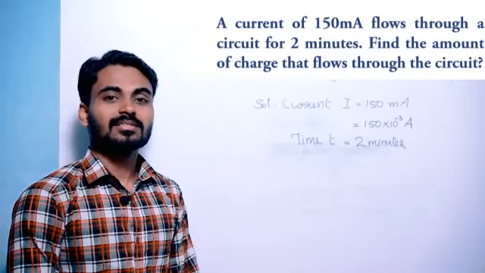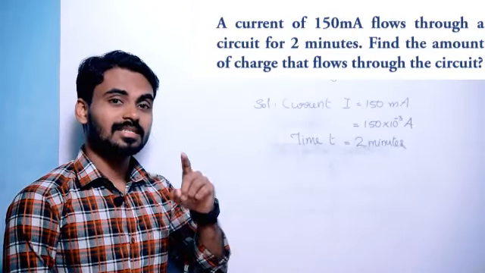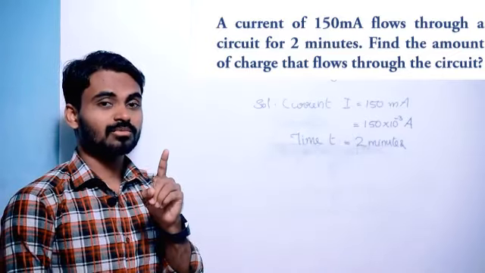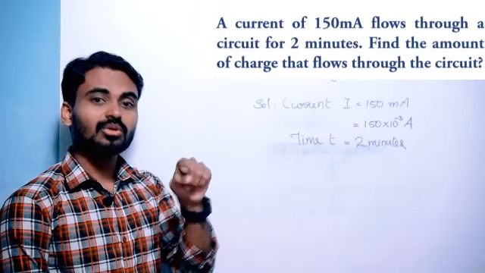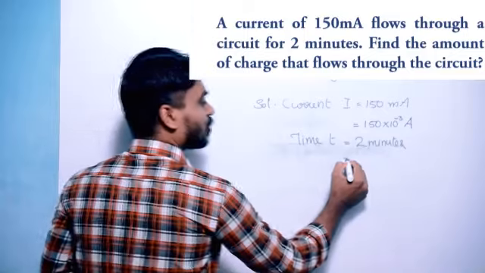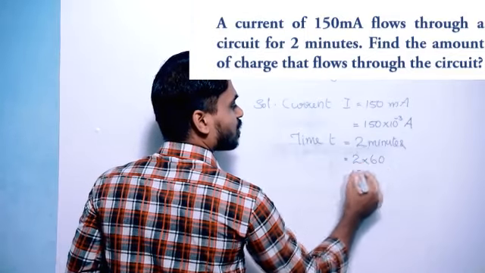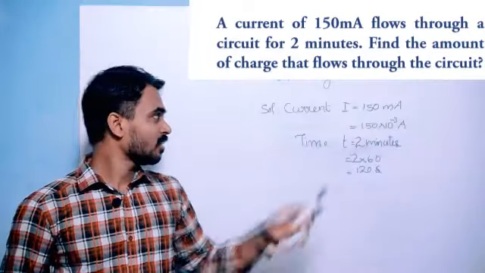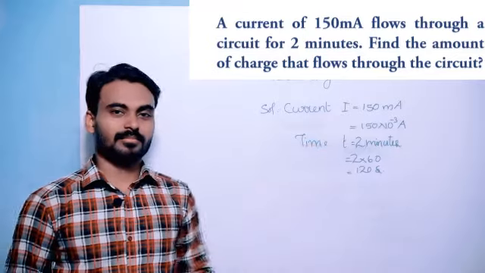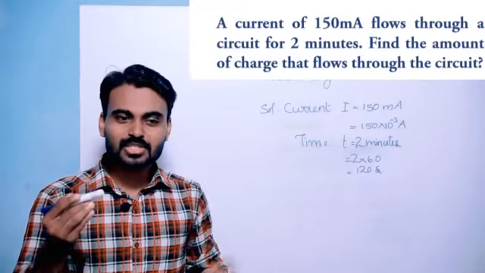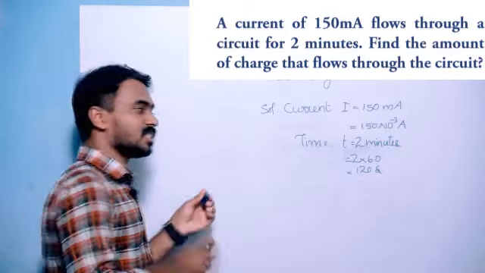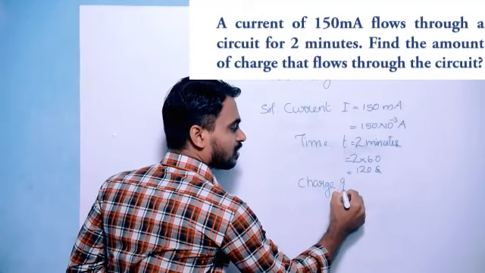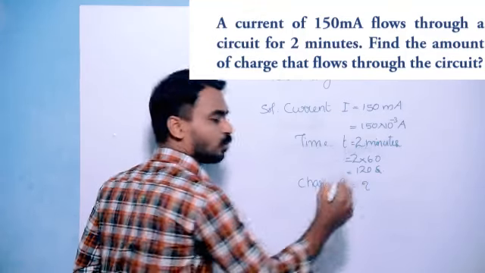Again, minutes. Minutes is not our unit. Our unit is seconds. So we need to convert minutes to seconds. 1 minute is equal to 60 seconds. 2 minutes is equal to 2 into 60 seconds. It's equal to 120 seconds. We have got the current and also the time. We need to find out the amount of charge flowing through this conductor, that is charge is denoted by the letter Q. We need to find out Q.